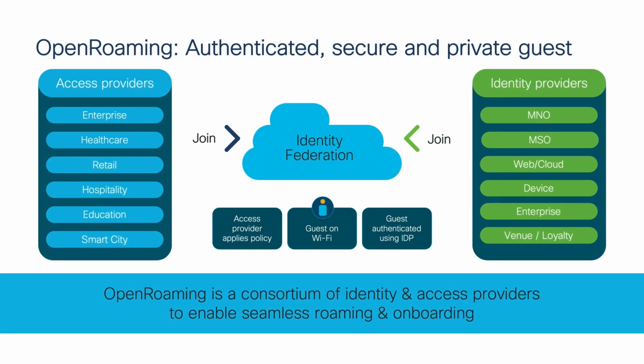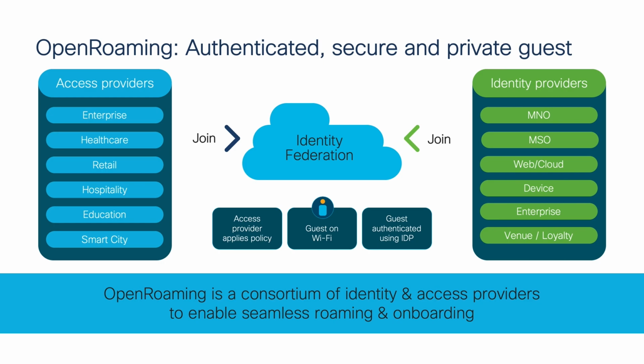OpenRoaming is a consortium of identity and access providers to enable seamless roaming and onboarding for user devices. Access providers are the wireless networks that you would connect to, like those at hospitals, retail locations, and hotels, while identity providers authenticate the device to ensure that they are valid users who can access the network. OpenRoaming is under the WBA and provides the access providers with the ability to reach all the identity providers, and all the identity providers a way to reach all the access providers.